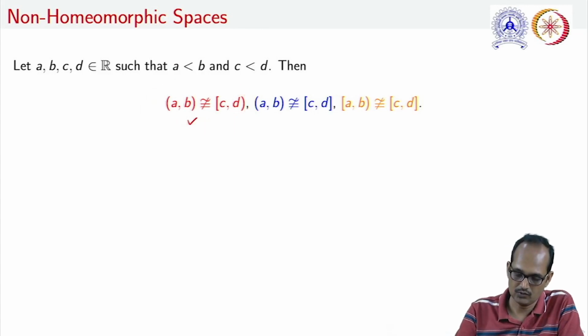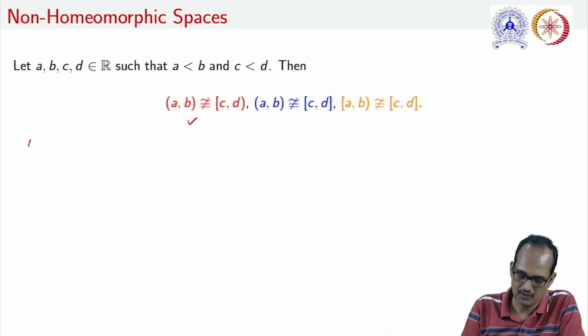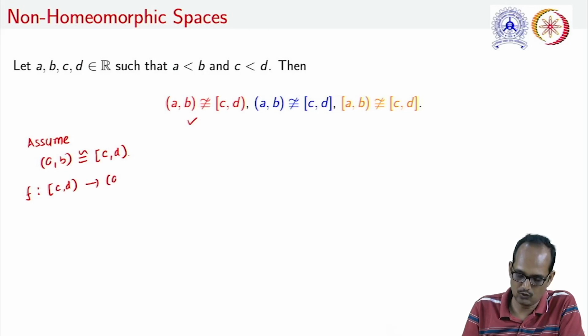In order to justify it, let us begin by assuming, if possible, that the open interval (a, b) is homeomorphic to the semi-open interval [c, d). If it is, then there exists a homeomorphism from [c, d) to the open interval (a, b), and note that this f is a homeomorphism.